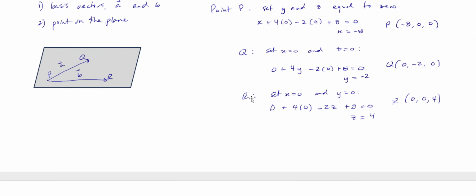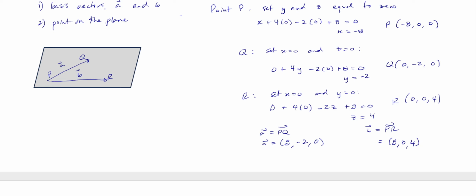So I'm going to make A equal to PQ. So then A is simply equal to 0 minus -8, that's 8; -2 minus 0, that's -2; and 0 minus 0 is 0. Okay. B is going to be PR. So B is 0 minus -8, that's 8; 0 minus 0 is 0; and 4 minus 0 is 4. Okay, so I've got my two basis vectors, A and B.